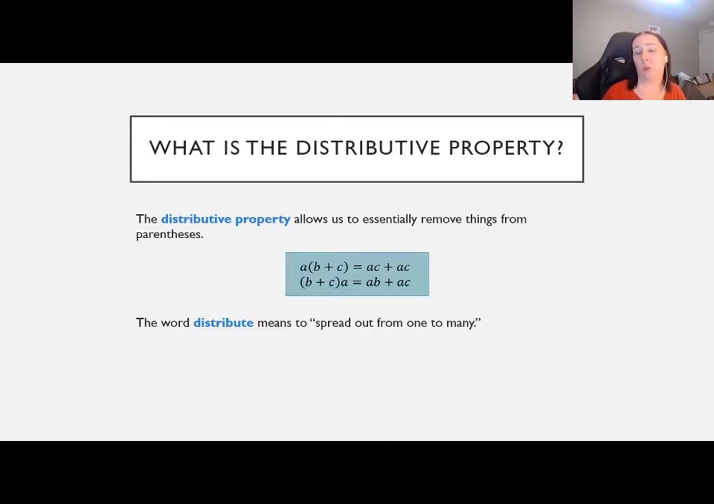You can also see it where your parentheses are in front and the number is in the back, but it still is a times b, a times c. I usually use arrows to show when I'm multiplying so I can keep track. We call it the distributive property because one definition for distribute, coming from the textbook, is to spread out from one to many. We're taking our single number in the front and sharing it with everything in the parentheses. We're distributing it out, sharing it out. That's where we get the name.